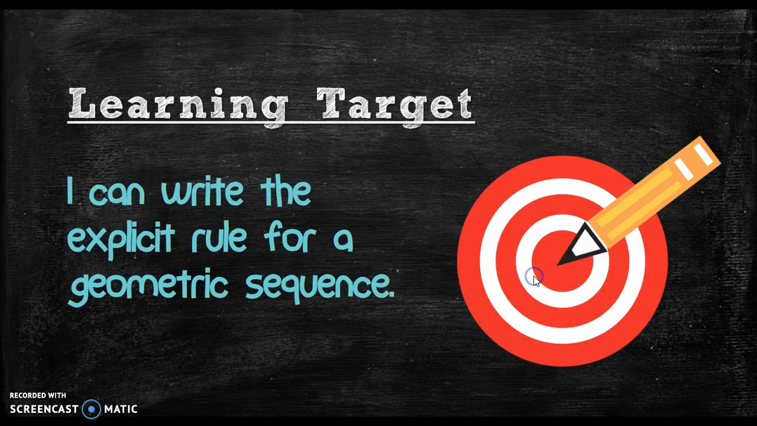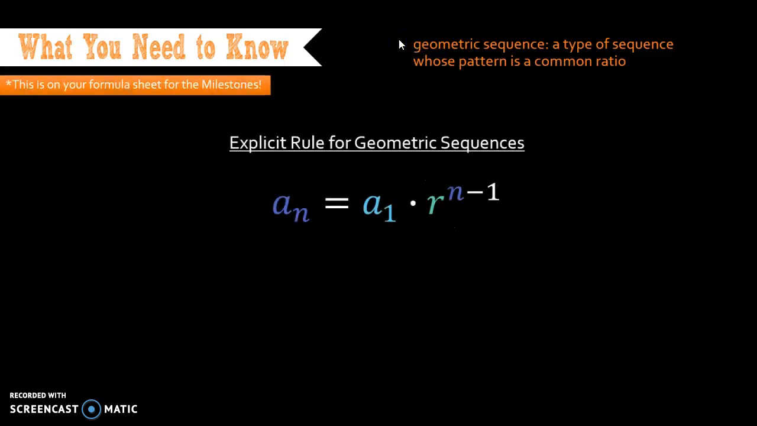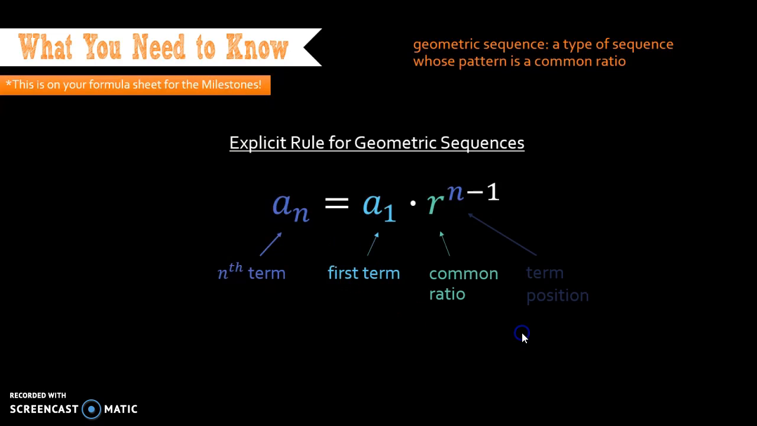Now let's write the explicit rule for a geometric sequence. Remember that the explicit rule is the one that we're going to be using most of the time because it doesn't force us to go back and find all of the terms that come before it. We can just plug straight in for whatever term we want. Here's what you need to know. Geometric sequences have a common ratio, and this is the explicit rule. The term that we care about is equal to the first term times the common ratio raised to the n minus 1 power. N stands for the term position.